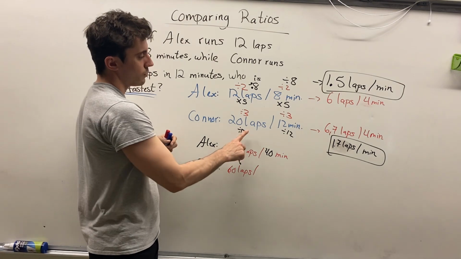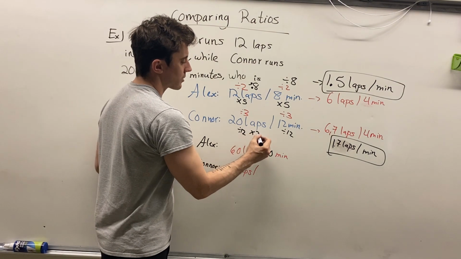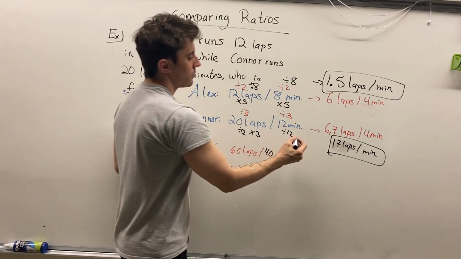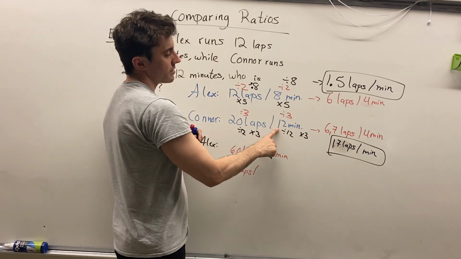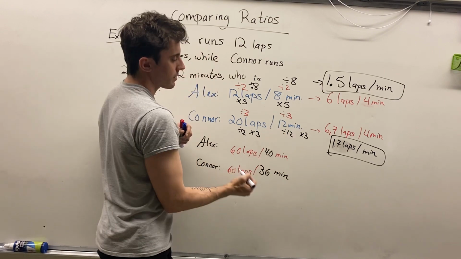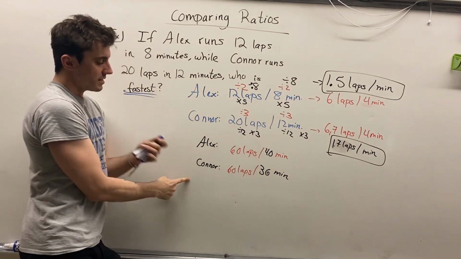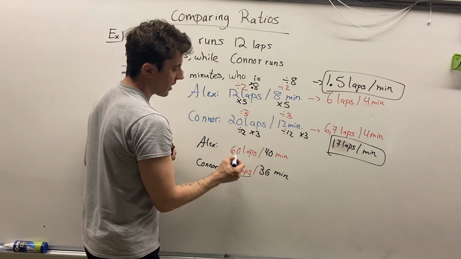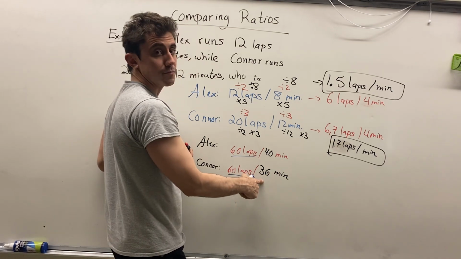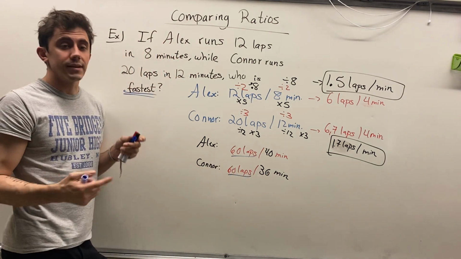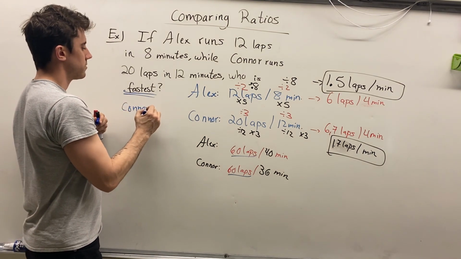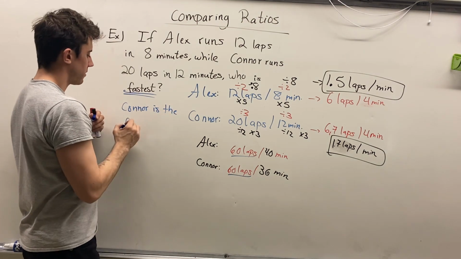Likewise, Connor would require 20 laps times a factor of 3 to get 60 laps in. And so to keep our rates equivalent, we're gonna multiply the 12 minutes by 3 as well. And 12 minutes times 3 would give us a time of 36 minutes, okay? And so again, we see that in this case, Connor ran the same number of laps, namely 60 laps, but he used a smaller number of minutes. So he did them faster, right? And so again, we come to the same conclusion. Connor is the faster runner.